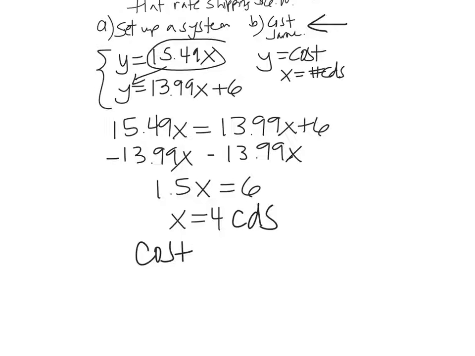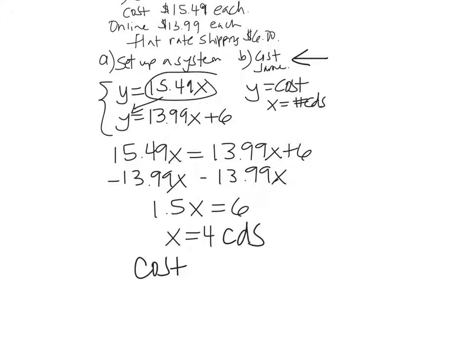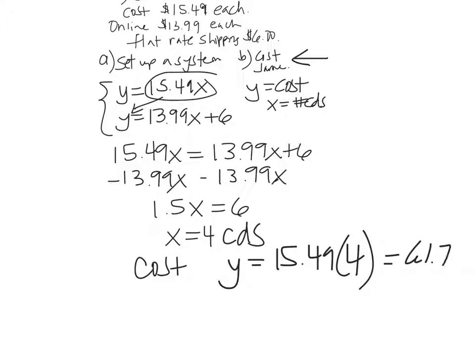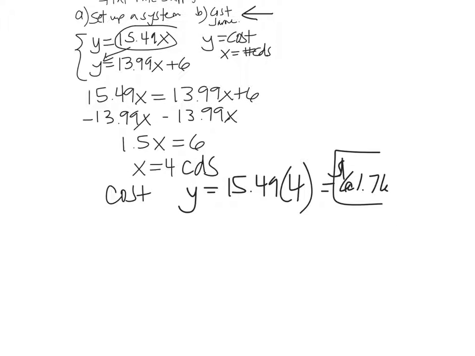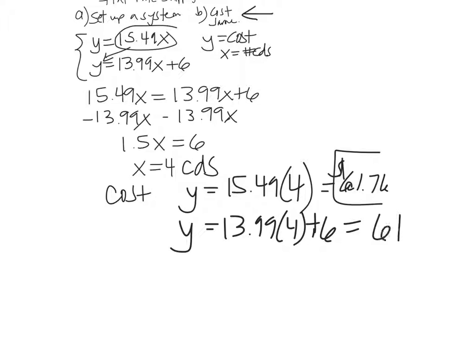So you can go back to either one and plug in 4. So if I do Y equals 15.49 and I'm going to buy 4 CDs, it's going to be $61.96. Who has money to spend like that? I don't. Now listen up. If you decided to go $13.99 times 4 plus the $6, guess what that's going to be? $61.96. So it doesn't matter which one you plug in. It's their point of intersection. It's going to be the same.